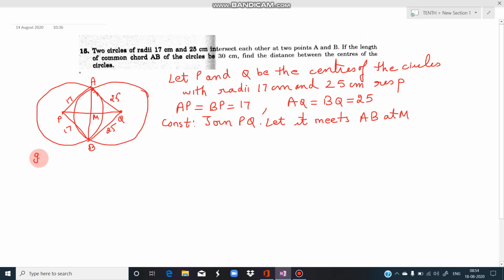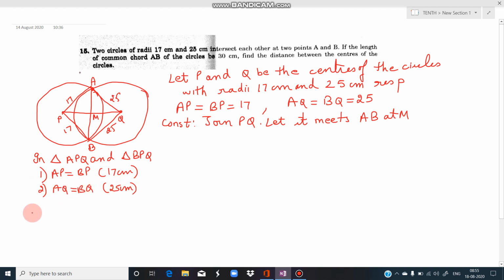Now first of all, we will take triangle APQ and triangle BPQ. These two triangles are congruent. How? AP is equal to BP because both are 17 centimeter each. Then AQ is equal to BQ, they are 25 centimeter each. And PQ is equal to PQ because it is common. So hence we are getting that the two triangles are congruent by side, side, side. So hence we are taking one result here.